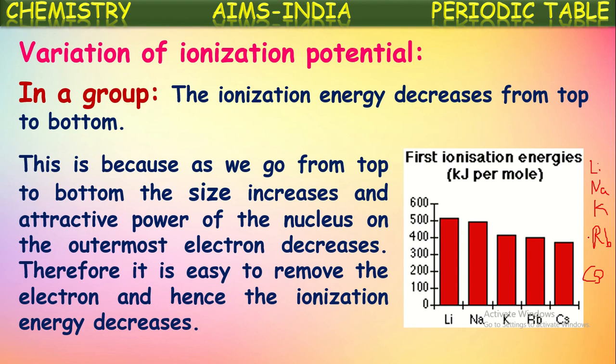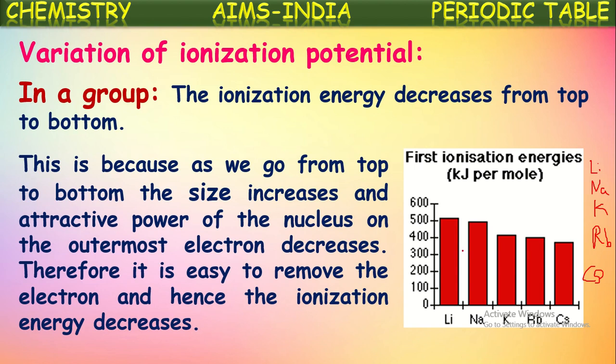As size increases, the distance between the nucleus and the outermost electron increases, thereby attraction decreases. If there is less attraction, that electron can be removed very easily, meaning only a less amount of energy is required. Hence we say ionization energy decreases.